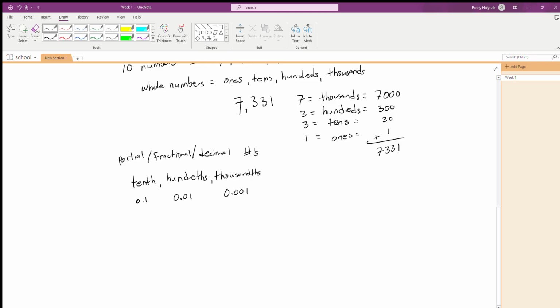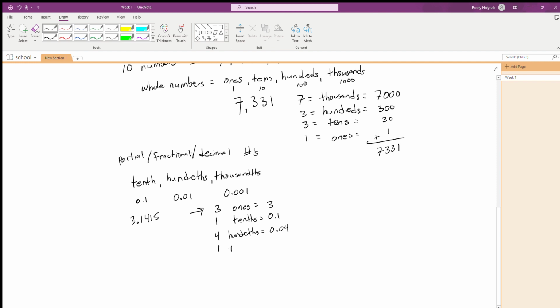Up here, I had my ones values, my tens, my hundreds, and my thousands. So how many of each of those do I have in there? If I have the number 3.1415, what this number translates to is I have 3 ones, which is 3. I have 1 in my tenths. So that means I have 0.1. I've got 4 in my hundredths, which means I have 4 hundredths.